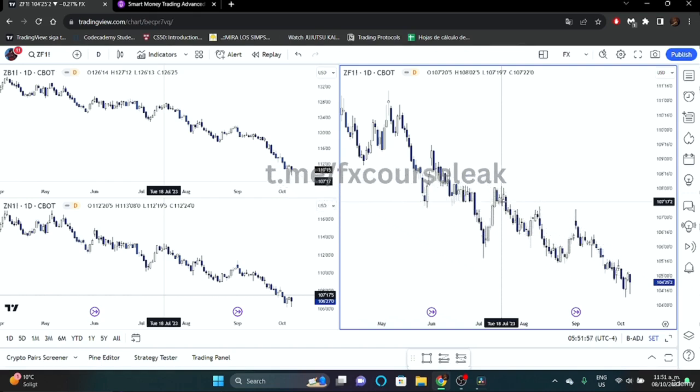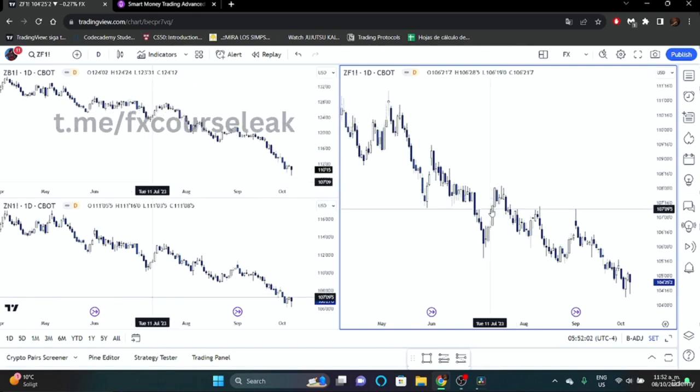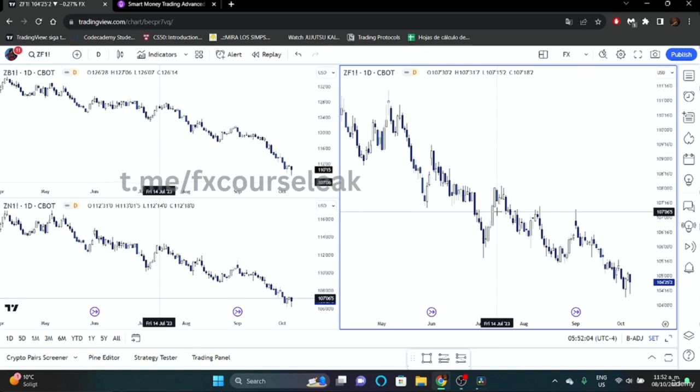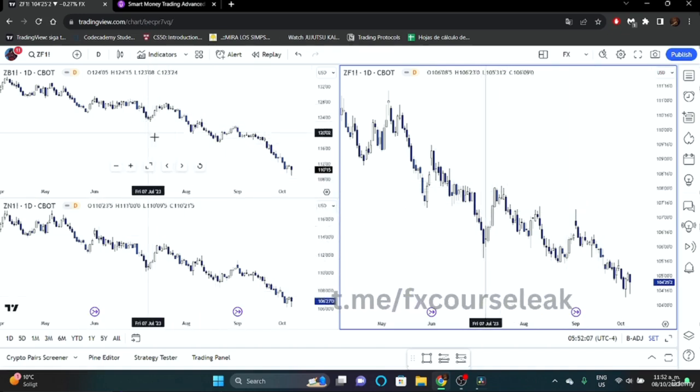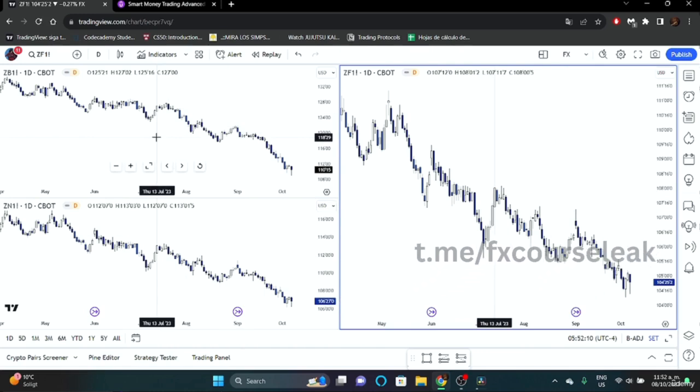Okay? If you're looking for counter trades, then you go for this one because you're looking for longs. But if you're looking for trend trades, which is shorts, then you're looking for this one, CB1.